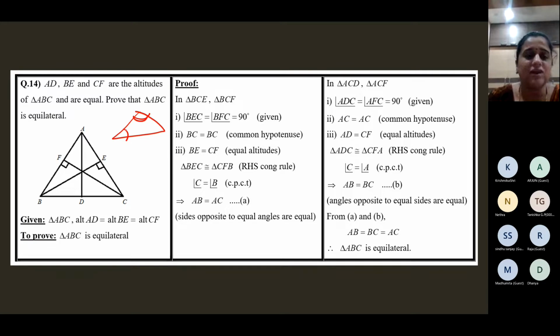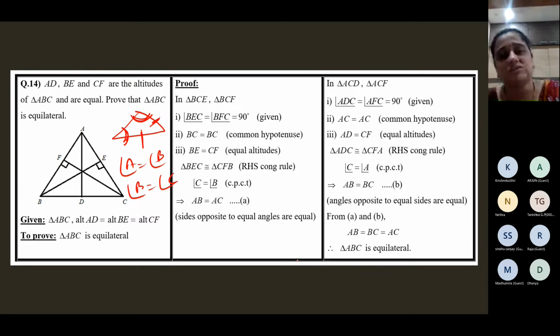If angle A is equal to angle B, when two angles are equal, the sides opposite to them are equal. In a triangle, when two angles are equal, the sides opposite to them are equal. So if you prove that this angle is equal to this angle, then the side opposite to this is equal to this side. Then you should prove that angle A is equal to angle B, then angle B is equal to angle C. So all three angles are equal, which means all three sides are equal. So the triangle is equilateral.